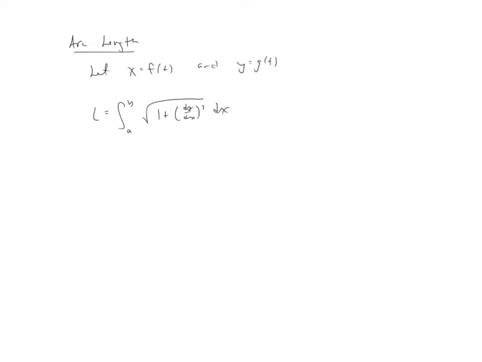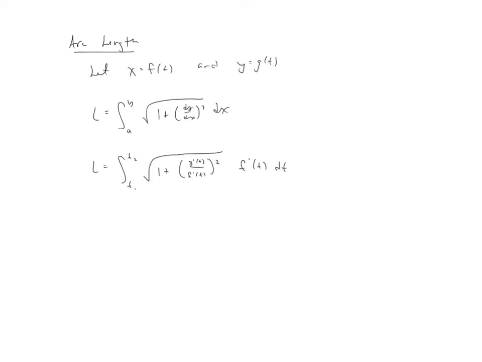Now clearly we're going to want to be with respect to t, so let's make some changes here in notation. So I'm going to go t1 to t2, and this is going to be a square root now of 1 plus, I'm going to change it up a bit. We know that the derivative of y would need to be with respect to t, so g prime of t, and then on the bottom we would have f prime of t squared, and our dx, we talked about a moment ago, is f prime of t dt.